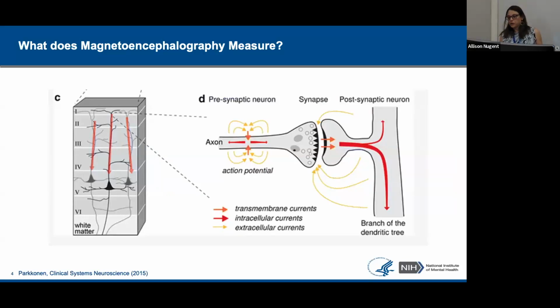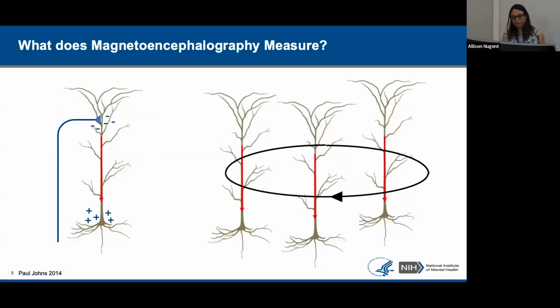There are 2 types of relevant signals that occur in these neurons. There's action potentials and there's postsynaptic potentials. Now, action potentials propagate down the axon and they're quadrupolar in nature. They're very short and they're less likely to be synchronized. So those are unlikely to constitute a large portion of the MEG signal, but they may contribute to very fast high gamma signals. Postsynaptic potentials, on the other hand, are dipolar in nature. They tend to be synchronized across large populations of neurons, and they last on the order of tens of milliseconds. So this is primarily what we're measuring with MEG.